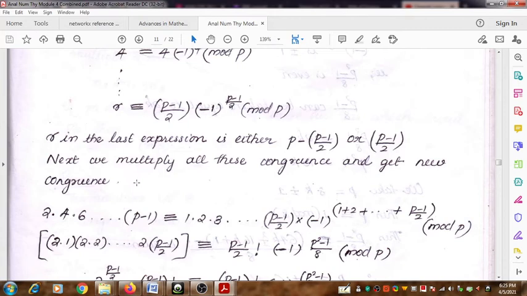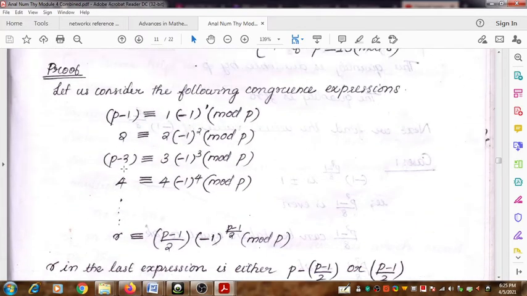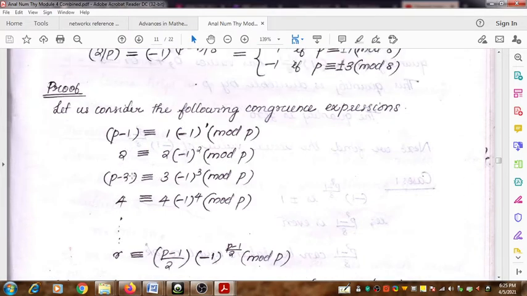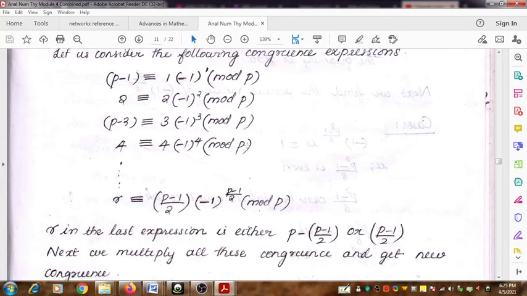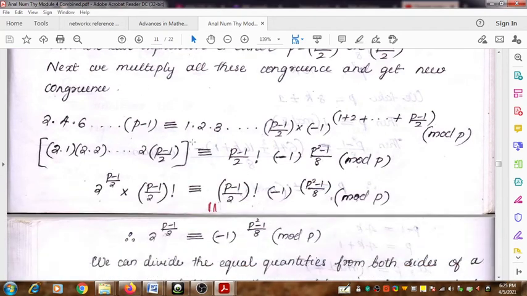Next we multiply all these congruence equations and get a new, lengthy congruence. The numbers on the left side are all multiplied, and that quantity will be congruent to the product of the right hand sides, mod p. And this is the expression that you are going to get.